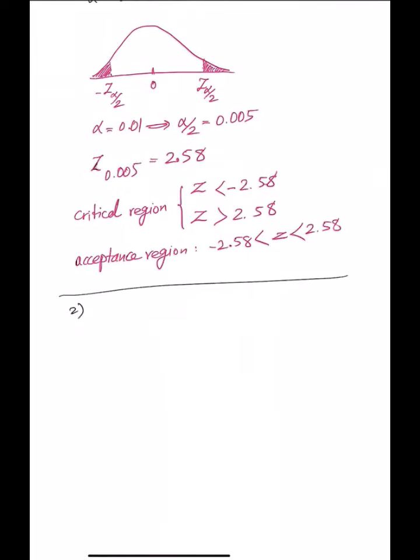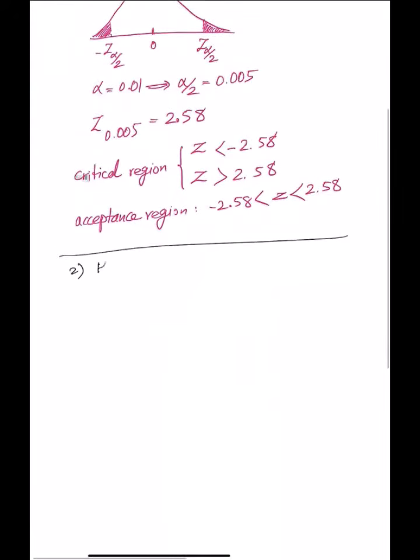In the second question, we have a hypothesis to test a population mean equal to 10 against the alternative hypothesis that the population mean is more than 10. So the null hypothesis is that the population mean is 10, and our alternative hypothesis is that the population mean is more than 10. We know the variance of the population, and what is the critical value for the test statistic for the following significance levels. So if alpha equals 0.01, what is the critical value?